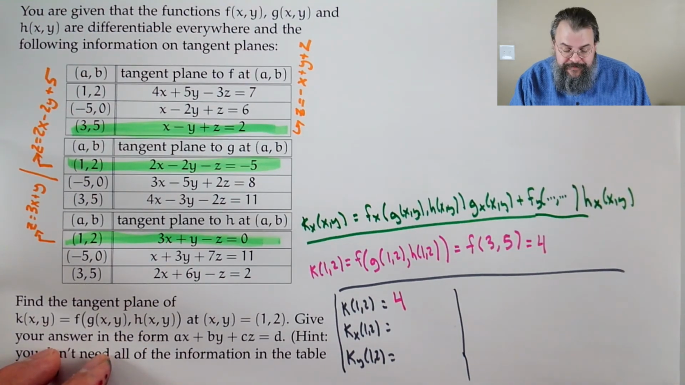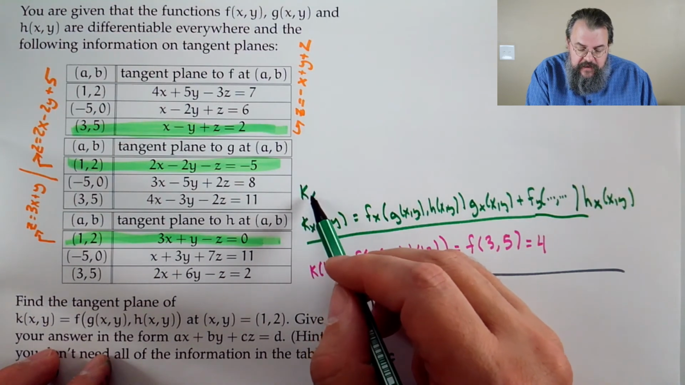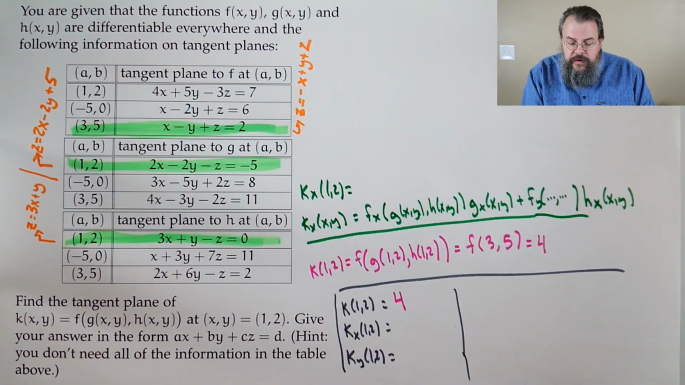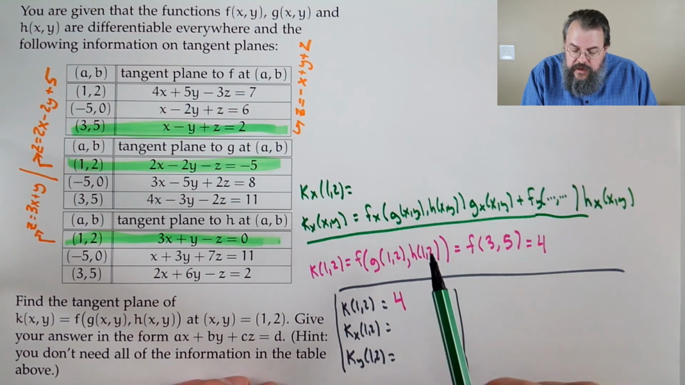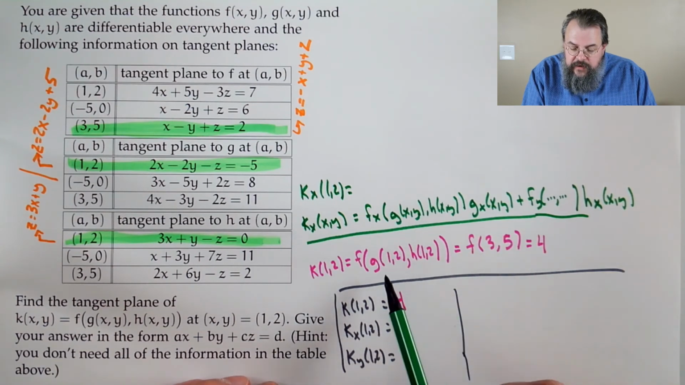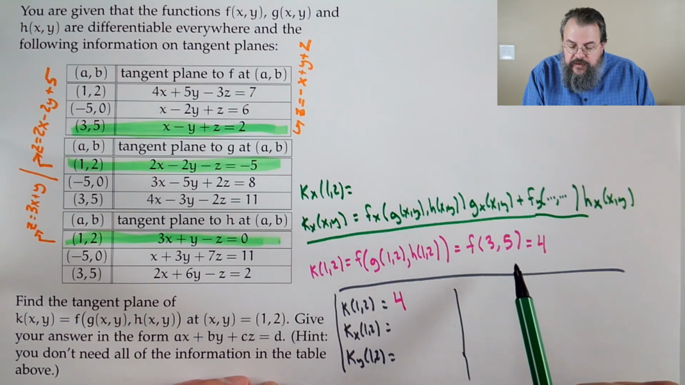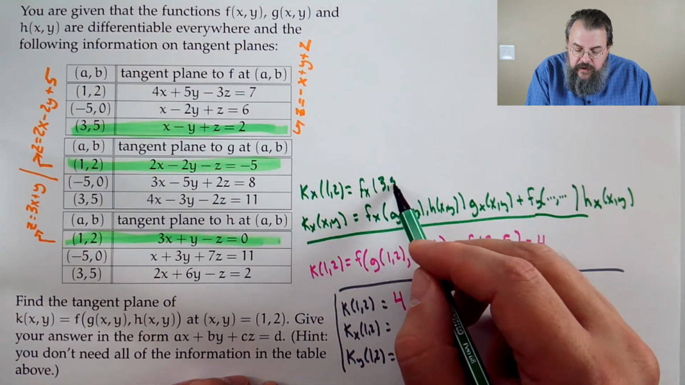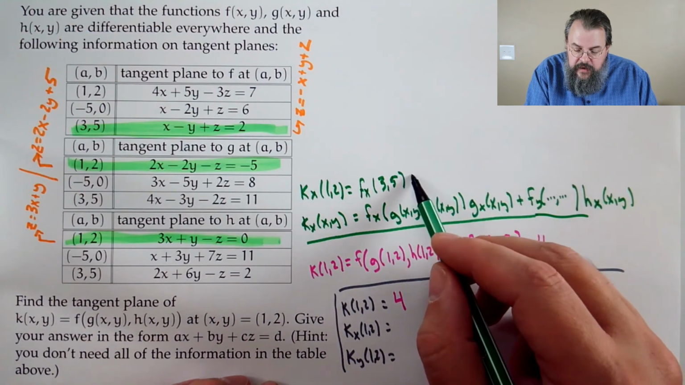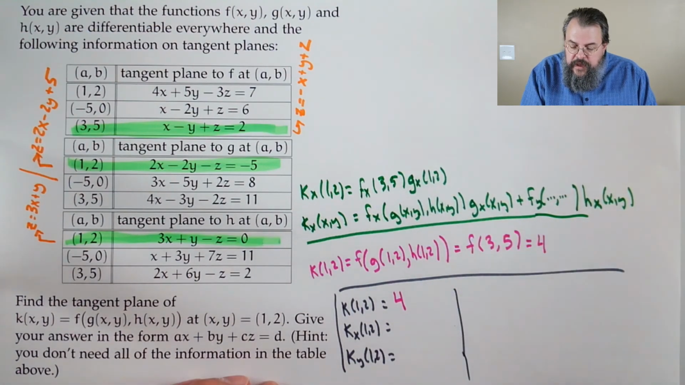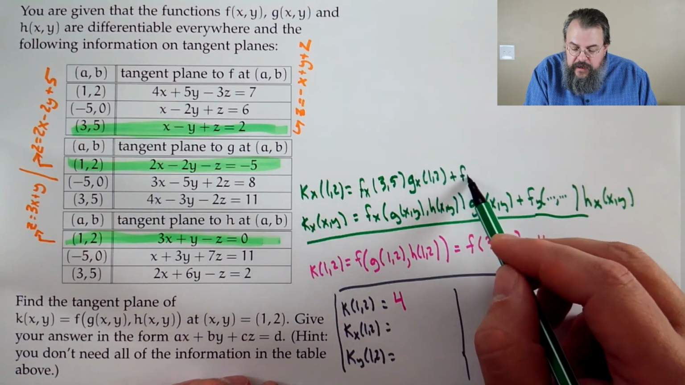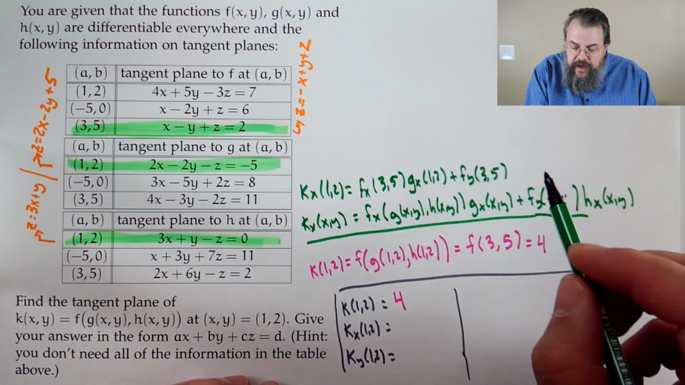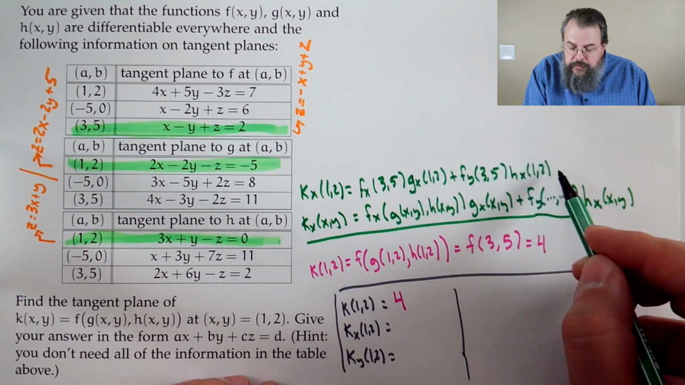Okay, plug it in. So k sub x at (1, 2) is equal to, well, when we plug (1, 2) into here, we're going to get (3, 5), right? g of (1, 2) is 3, h of (1, 2) is 5. So that's f sub x at (3, 5) times g sub x at (1, 2). And then there's going to be an f sub y at (3, 5) again, times an h sub x at (1, 2).